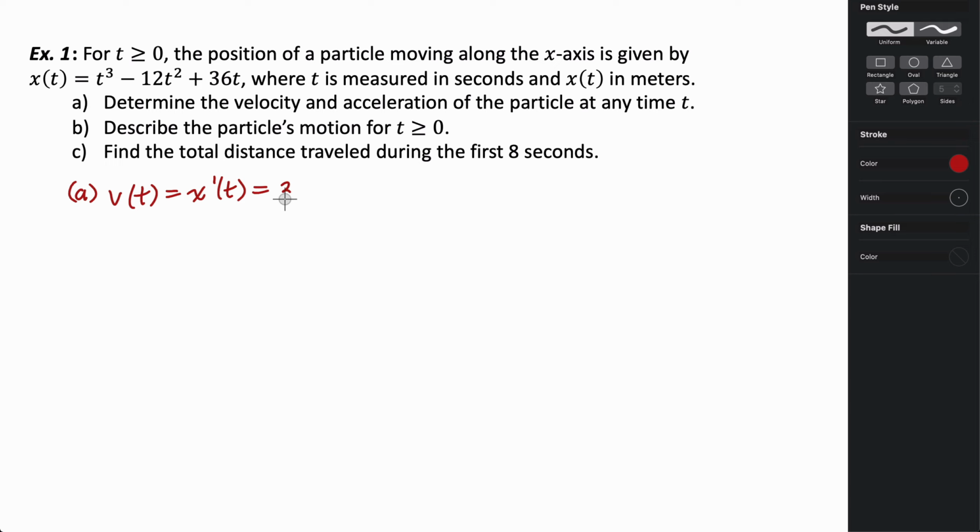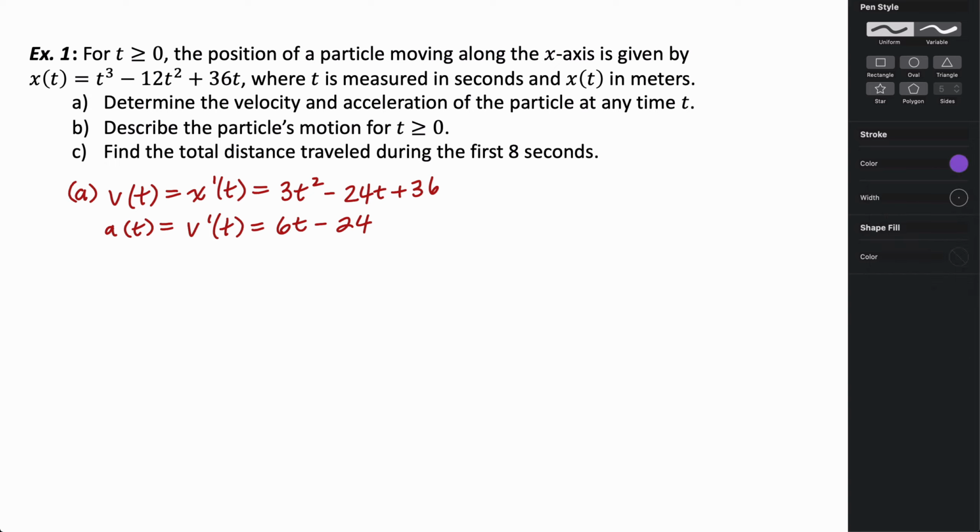So that's going to be 3t squared minus 24t and then plus 36. So that's our velocity function. And then the acceleration function is the derivative of the velocity function. So we can just jump straight into the second derivative of x here. So that's going to be 6t minus 24. So that would be my acceleration. So we could calculate the velocity and acceleration of our particle at any time t for this given position function.